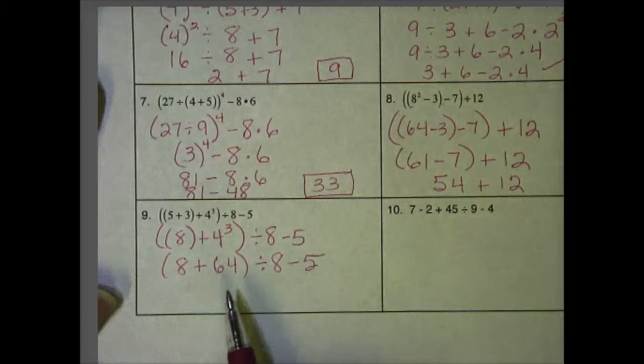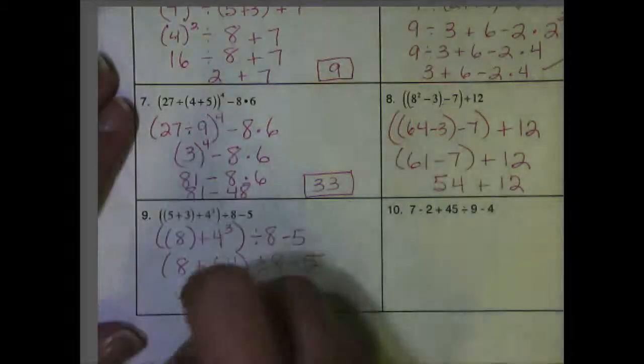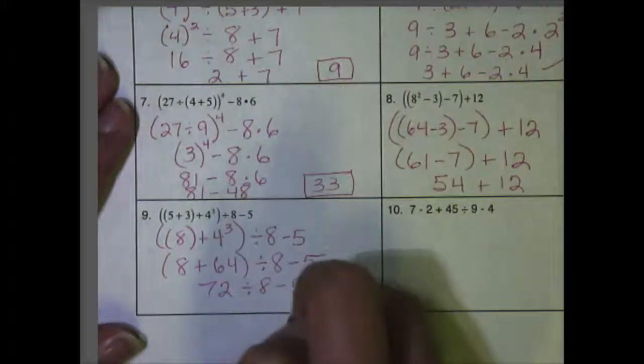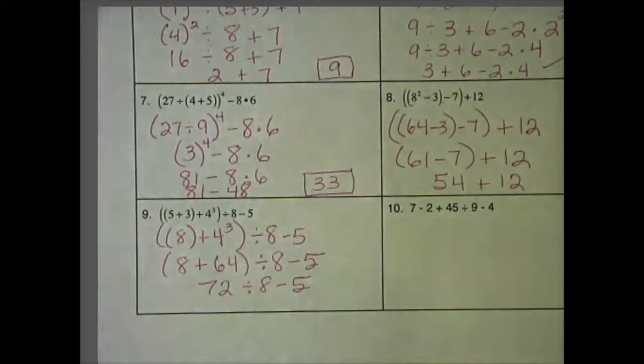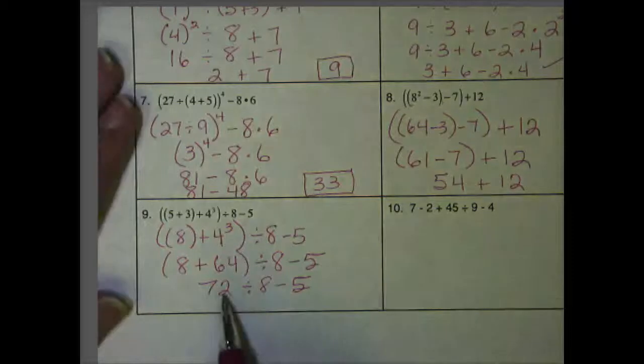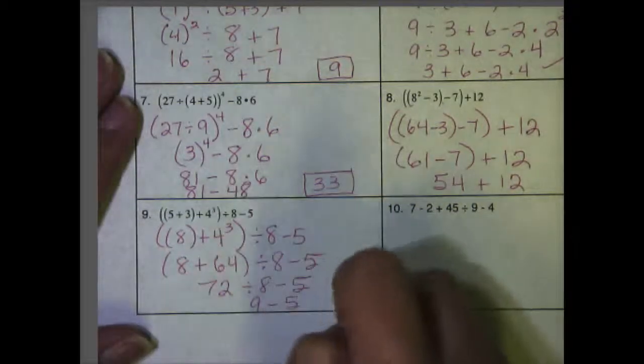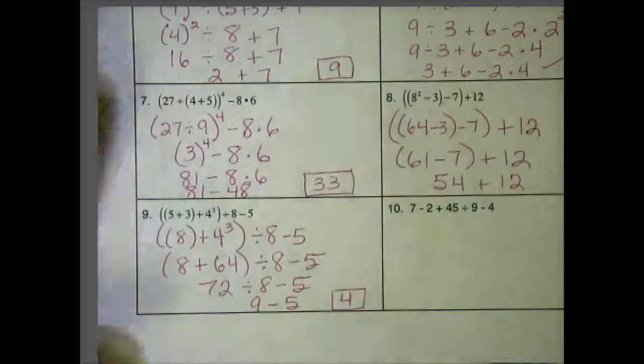Now we need to do 8 plus 64. Well, 8 plus 64 is going to be 72, divided by 8 minus 5. We've done exponents, we've done parentheses. Now we're looking for division or multiplication. 72 divided by 8 is 9. Minus 5 is 4. Okay, last problem.